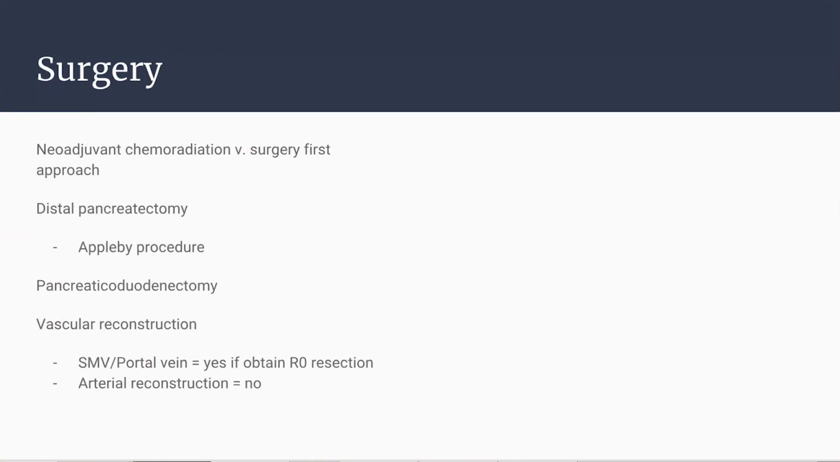Chemotherapy regimens consist of FOLFIRINOX, which is oxaliplatin, irinotecan, 5-fluorouracil, and leucovorin. Another option is gemcitabine. Resection is indicated if there is no disease progression on follow-up imaging. If radiation is given neoadjuvantly, it is important to operate 6 weeks after the completion of the therapy.